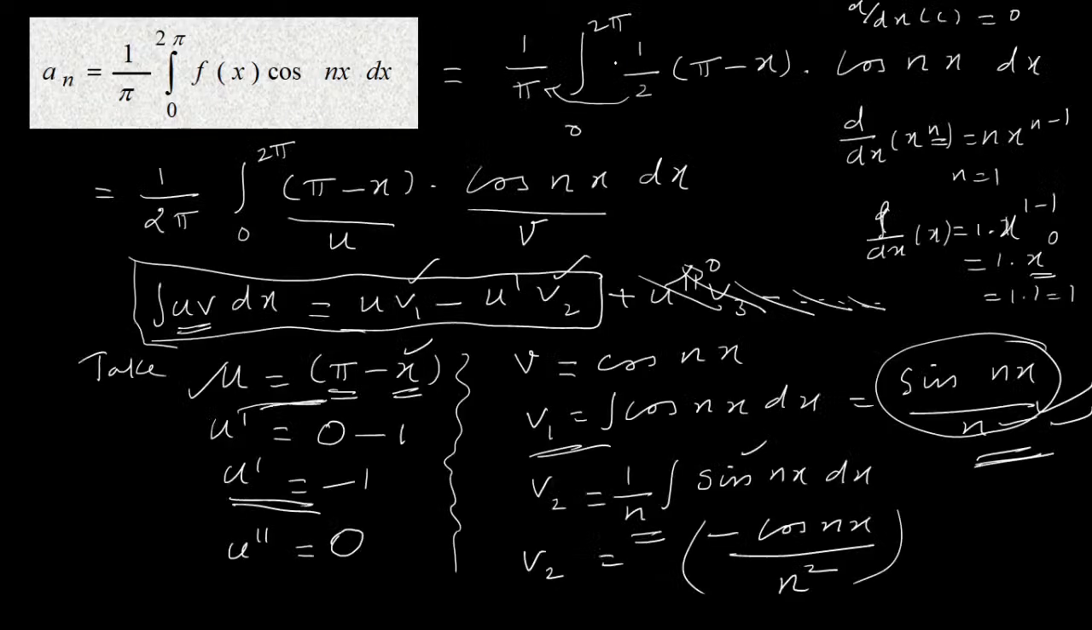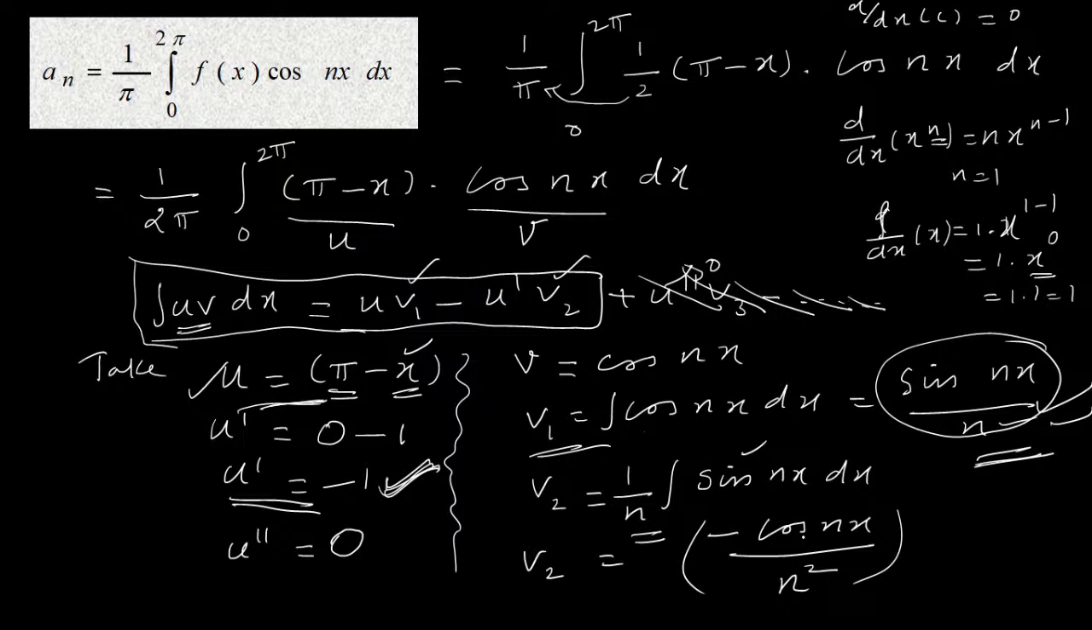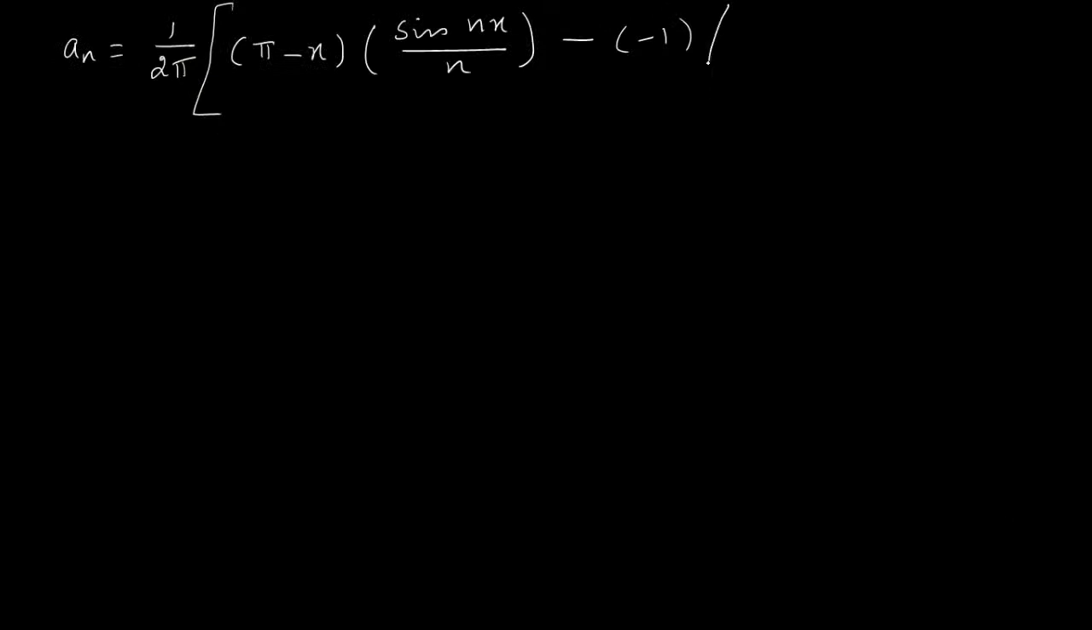So what is your u dash? The u dash value is minus 1. So u dash, V2, sorry. What is your V2? Your V2 is minus cos nx divided by n square, with the limit from 0 to 2 pi.